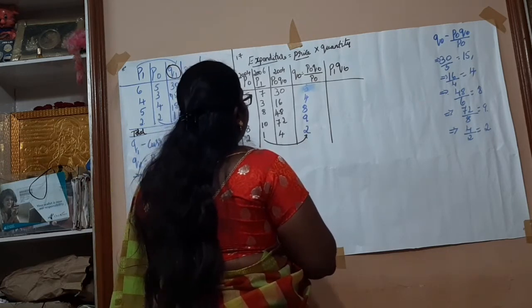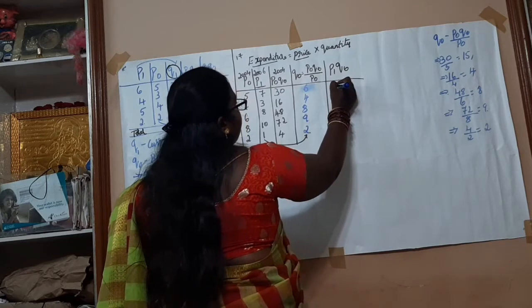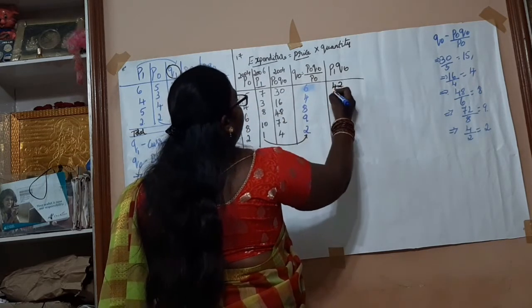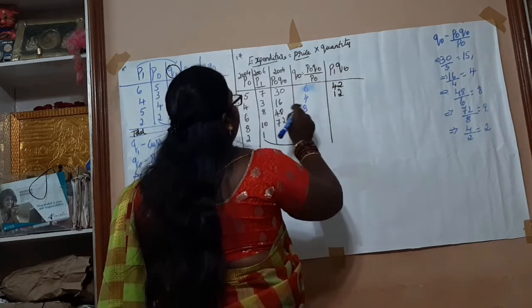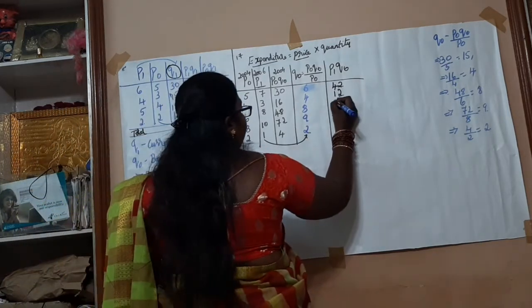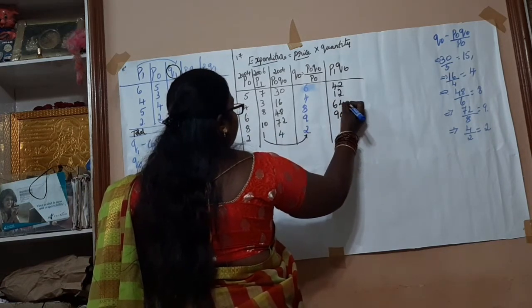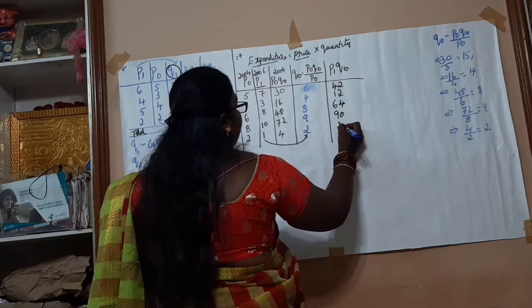So 7 into 6 you will get 42. Next, 3 into 4 you will get 12. 8 8s you will get 64. Then 10 into 9 you will get 90. Next, 1 into 2 you will get 2.